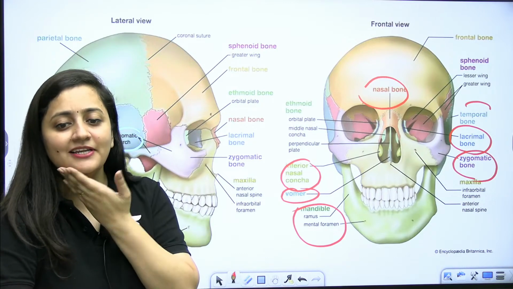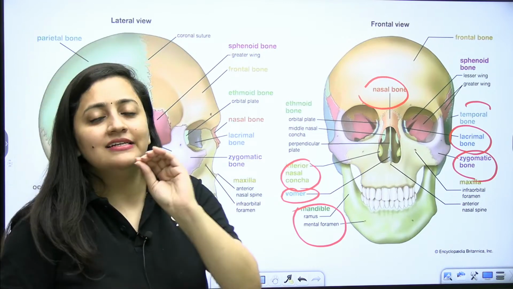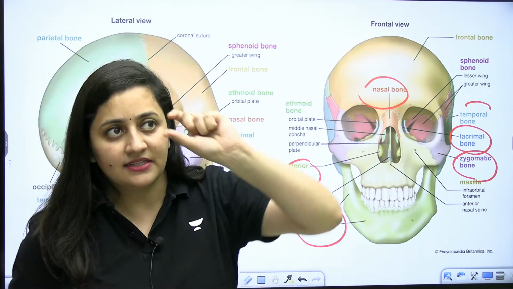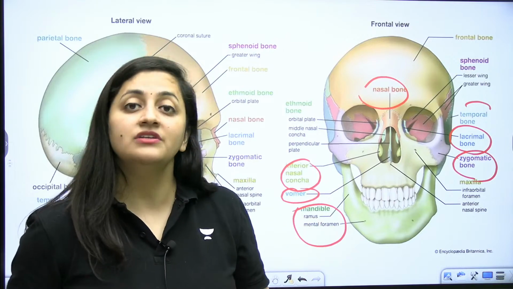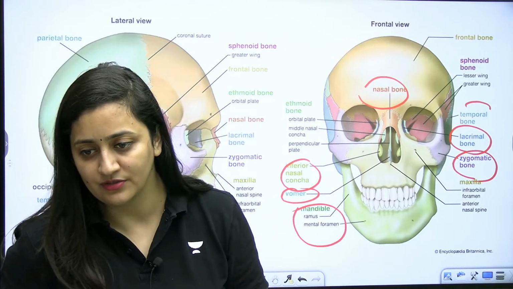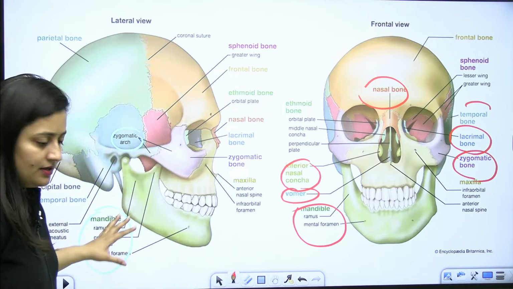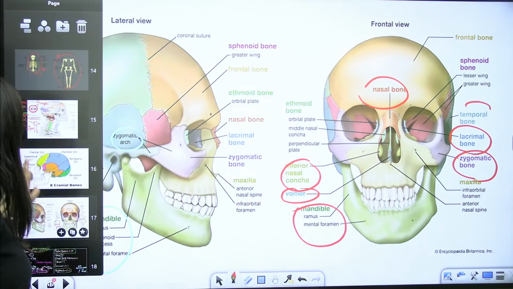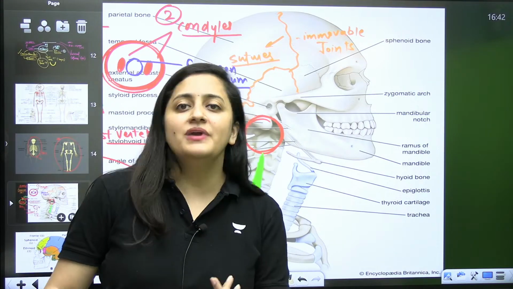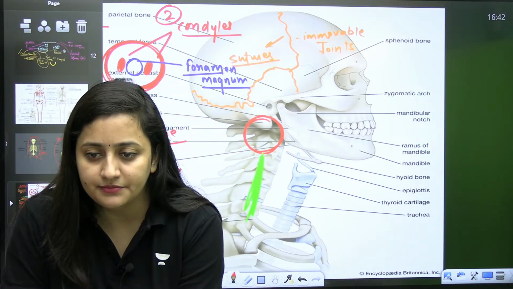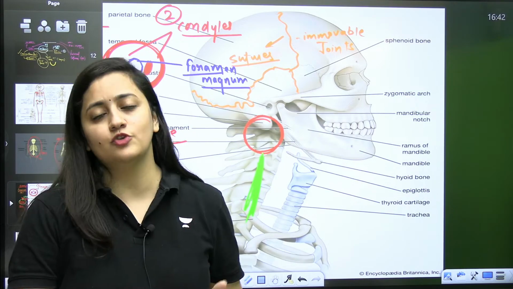So mandible is the only movable bone. The points that I am emphasizing are important. From these points, if you check the previous year questions, you are going to find them. Trust me, it is not difficult. You have to make this topic interesting.